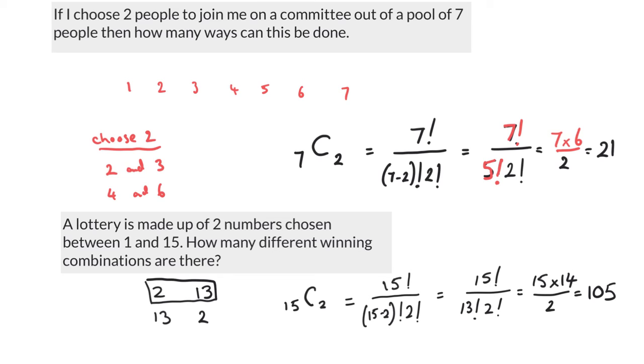So basically, I could make sure I couldn't lose the lottery by buying 105 tickets. But if I was running the lottery, I'd make sure that the winning prize didn't get more than £105. If it was £1 per ticket, you'd perhaps give the prize as £50.